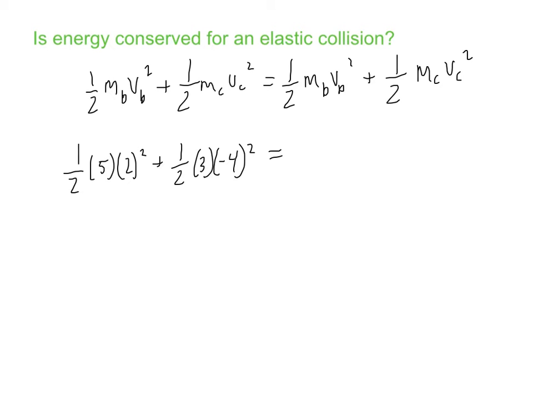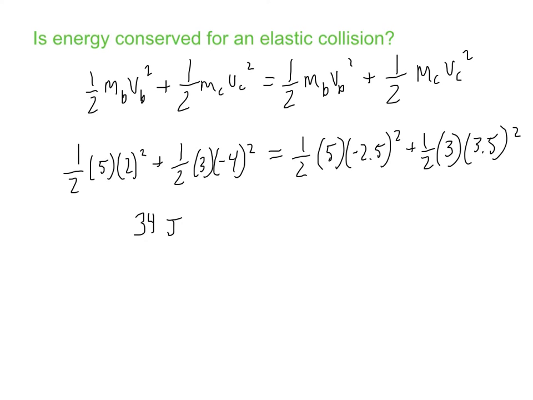So initially we have the 5 kilogram mass moving at 2 meters per second, so we plug that in, 1/2 mv squared, and the crate, 1/2 times 3 kilograms times negative 4 meters per second because it was moving to the left. Now because it's squared anyways, the negative doesn't really matter at all. So when we plug this into our calculator, the left side of the equation equals 34 joules.